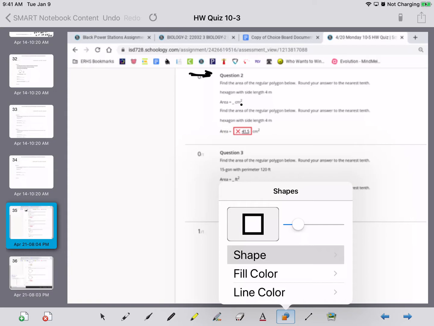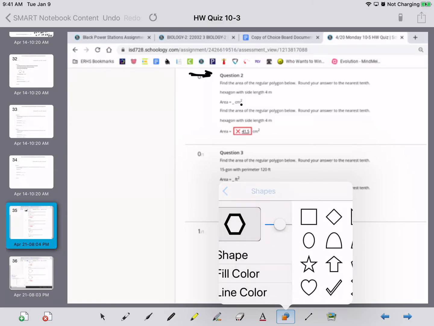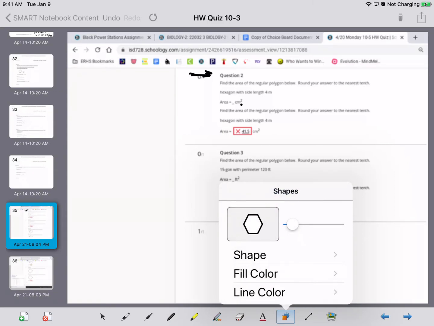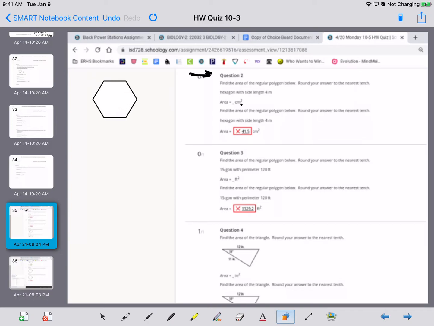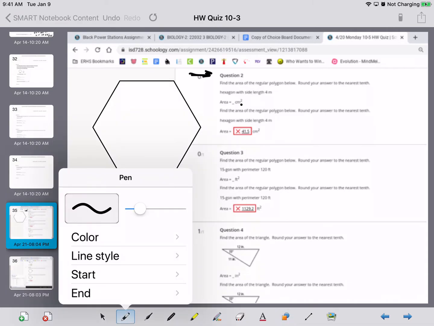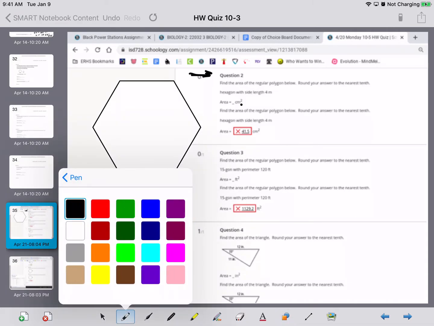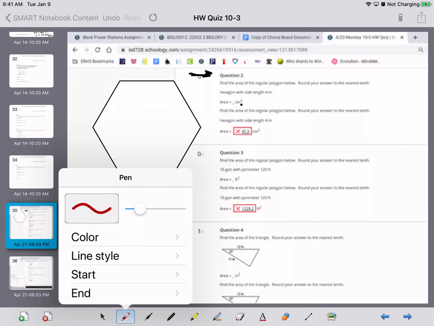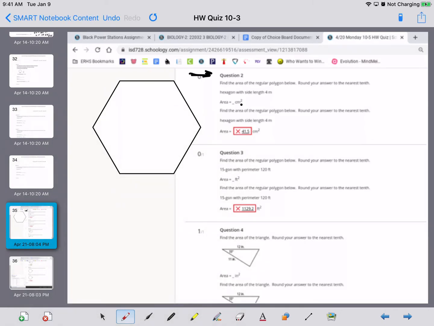Okay, so we've got a shape. It's a hexagon, and we're going to get it a little thinner there. And what I'm going to do is draw it in here. Let's start marking up our hexagon. When we're working with this hexagon, we know some stuff. We know the side lengths are 4. We don't know the area, and we're supposed to look for it.